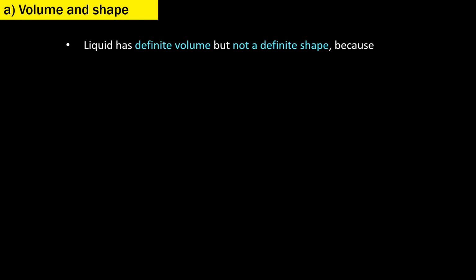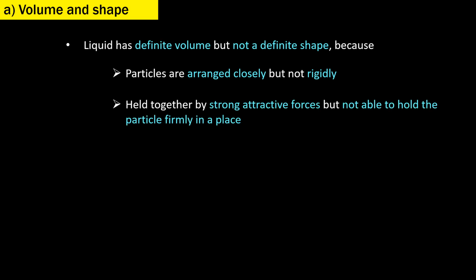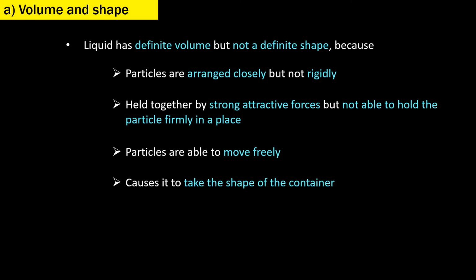Why? This is because liquid particles are arranged closely, but not rigidly. Liquid particles are held together by strong attractive force, but not able to hold the particles firmly in place. So, the particles are able to move freely. Then, it takes the shape of the container.